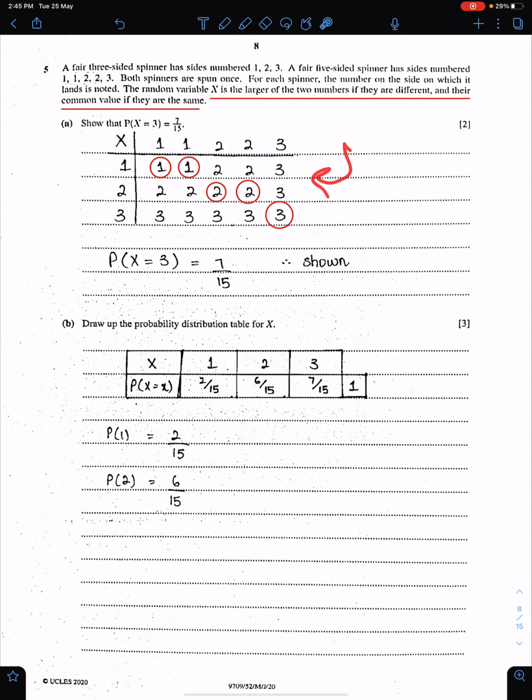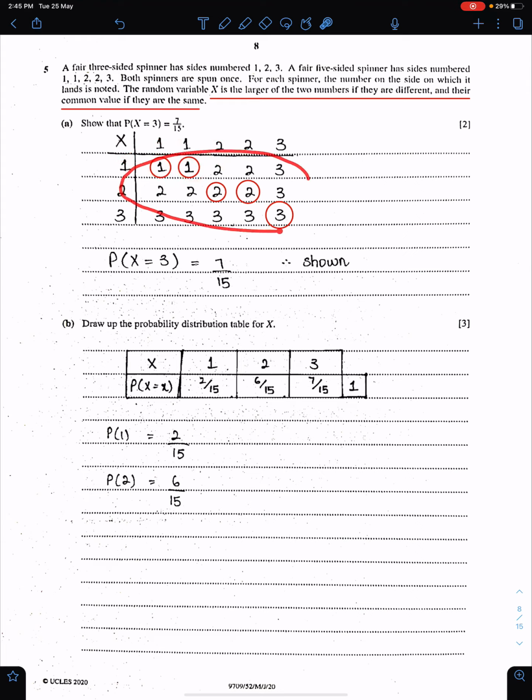This is the possibility space diagram. Show that probability x equals 3 is 7 upon 15. This is so simple, you just need to check this. Number of 3's: 1, 2, 3, 4, 5, 6, 7. So 7 upon total, which is 15. Since these two scores are the same, so 1, 1, 1, 1, 2. So the larger number is the score.